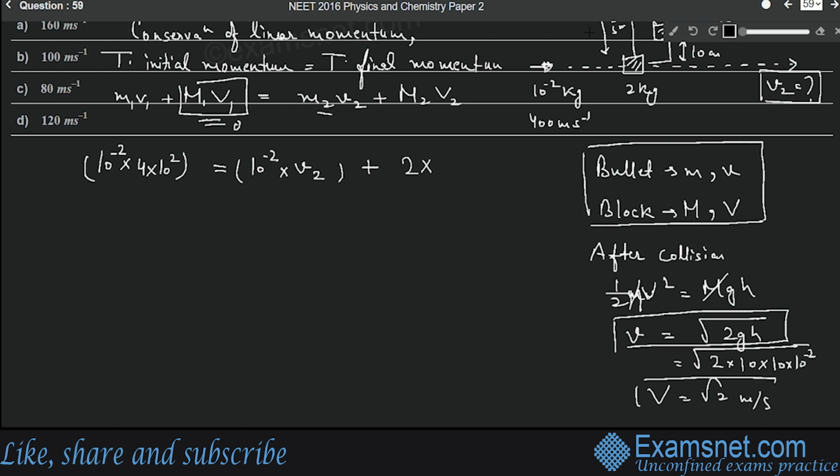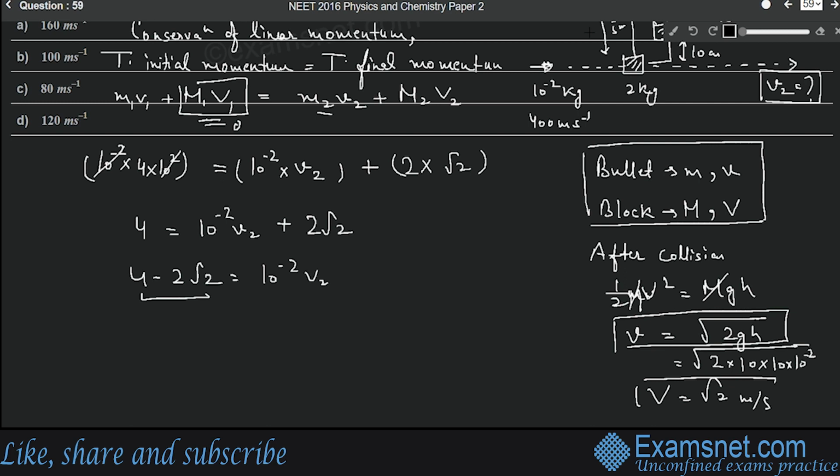So let's put this value here, root 2. Now let's just solve it. 10 to the power minus 2 and 10 to the power 2 will cancel. So 4 equals 10 to the power minus 2 v2, where v2 we have to find out, plus 2 root 2. Now 4 minus 2 root 2 will be equal to 10 to the power minus 2 v2. On solving 4 minus 2 root 2, you'll get the value approximately 1.2.